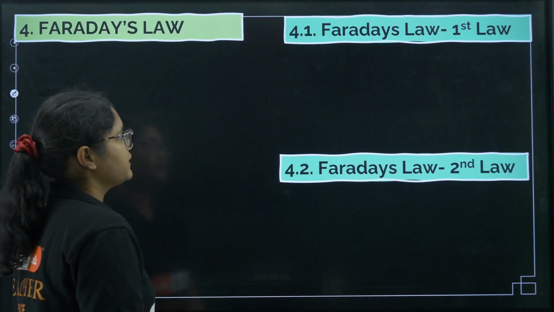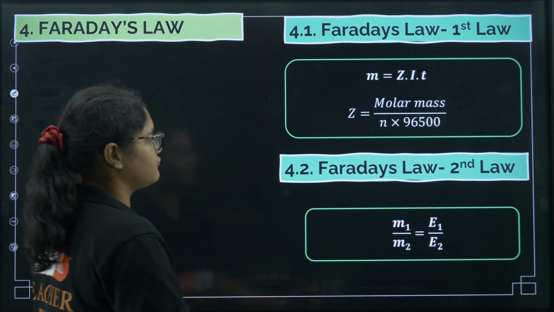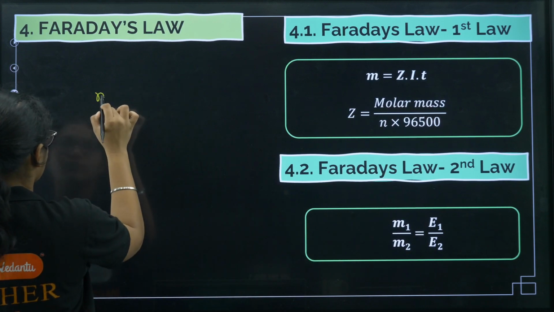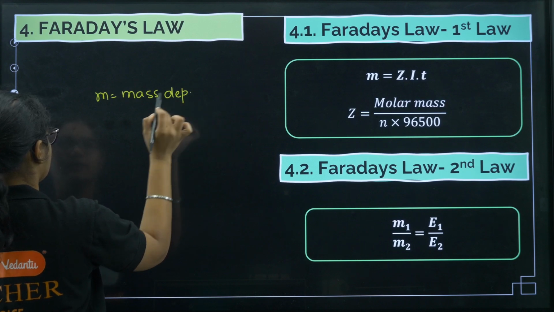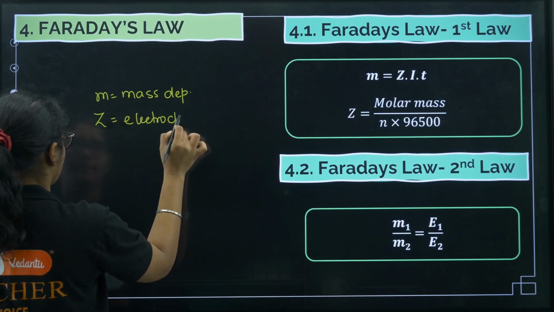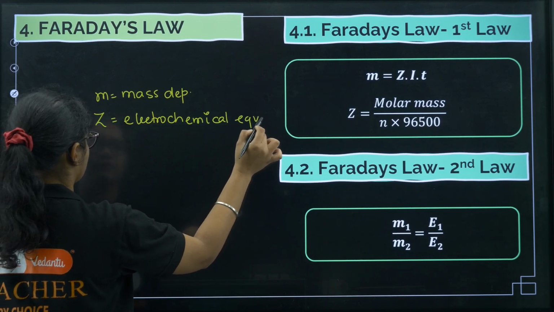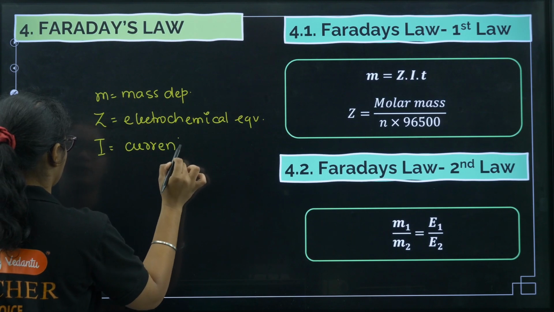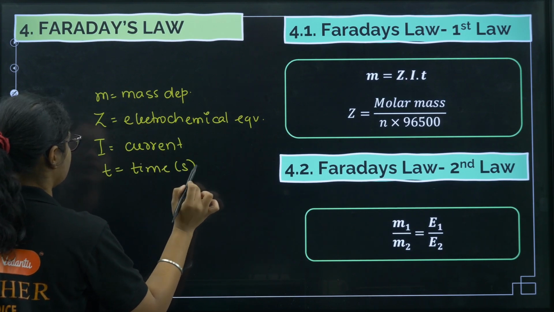Next we have Faraday's first law and Faraday's second law. Faraday's first law: the formula is M is equal to Z into I into T, where M is the mass deposited, Z is the electrochemical equivalent, I is the current, and T is time. This is very important: the time should be in seconds.